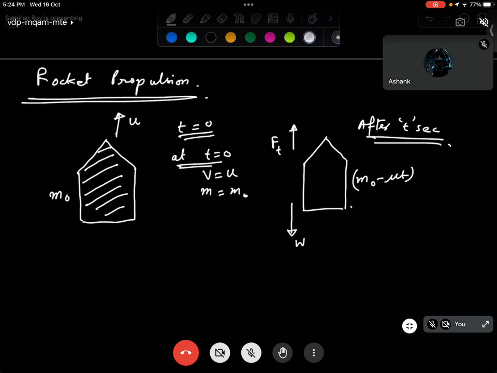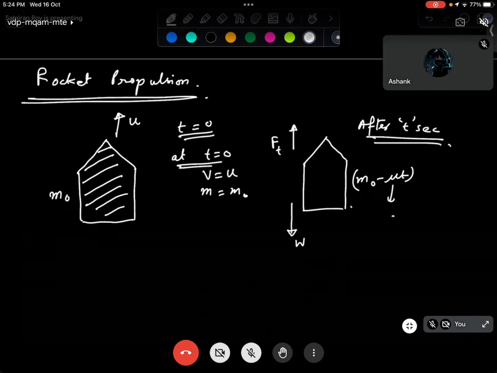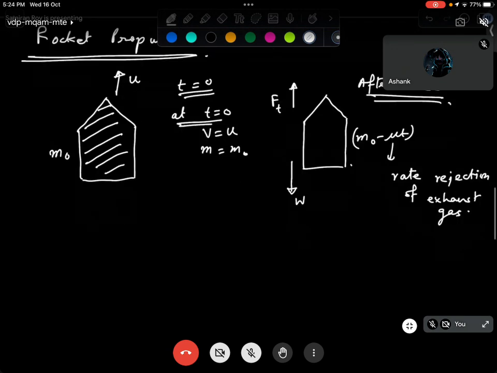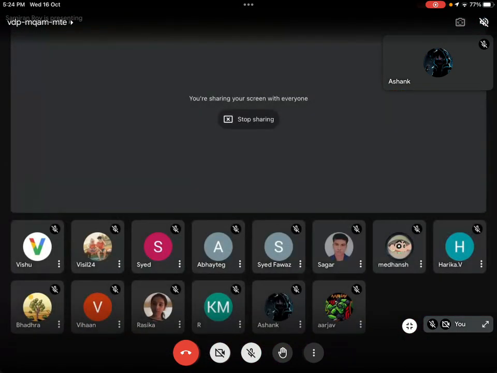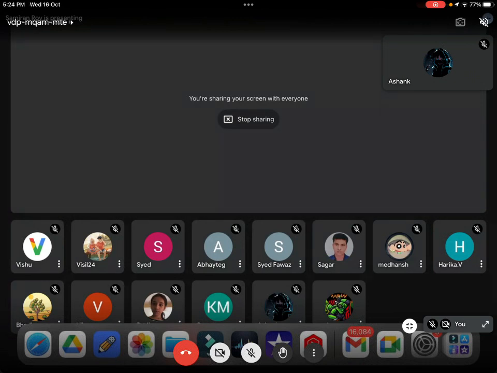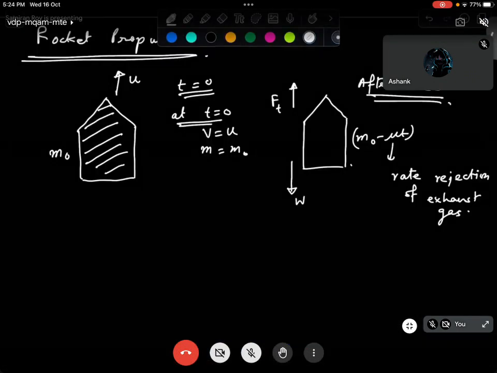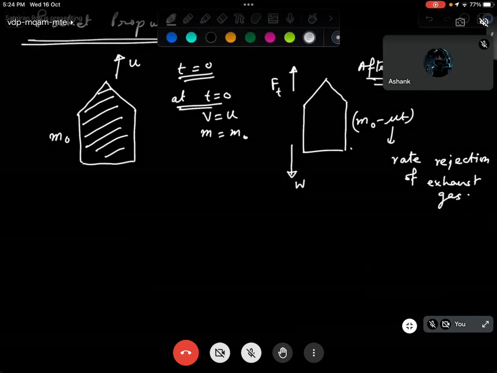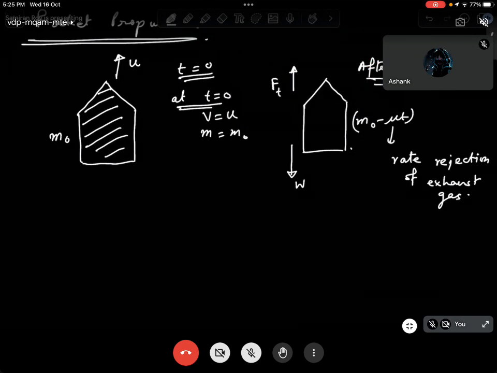Clear. So mass of the rocket will decrease. What is mu? Rate of rejection of exhaust gas. Okay, this is rate of rejection of exhaust gas. Clear? Mu.